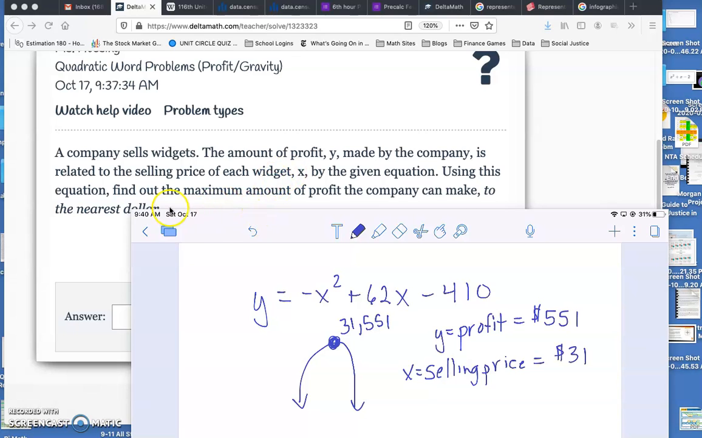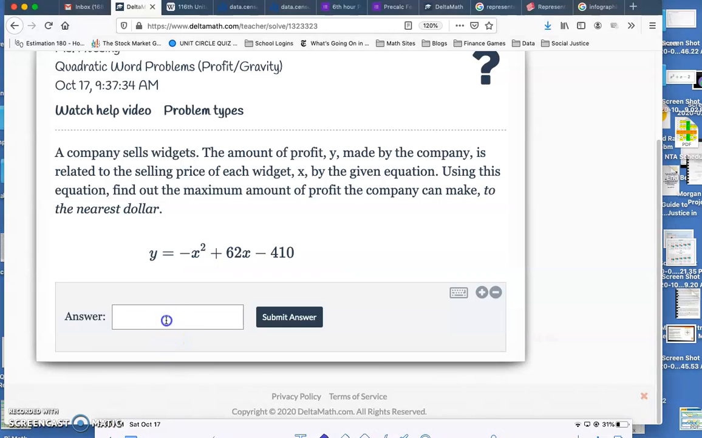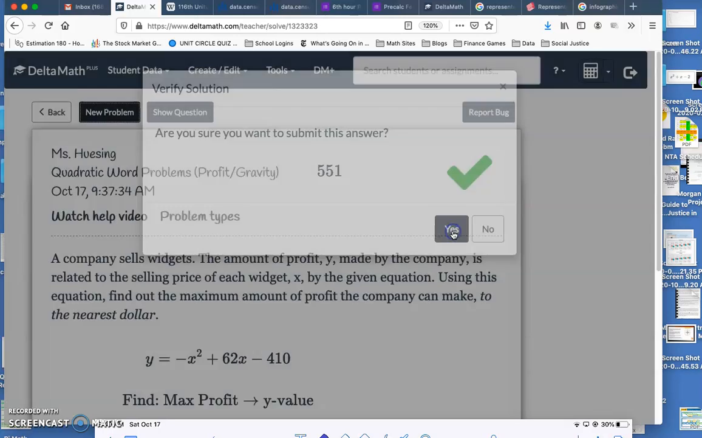And what we want to find is the maximum amount of profit. So the maximum amount of profit would be our Y value. So we type in our Y value. So you have to be careful about what the question is asking you.